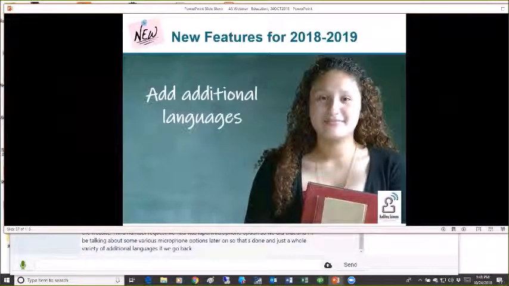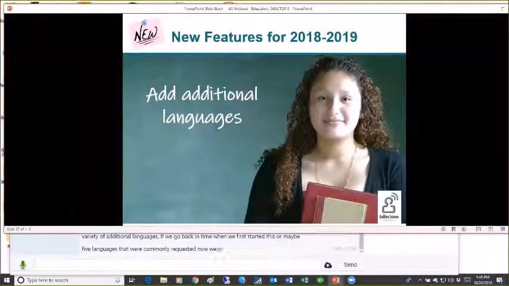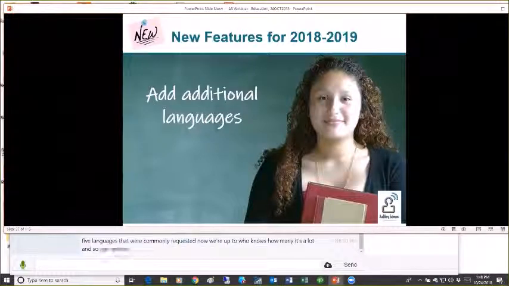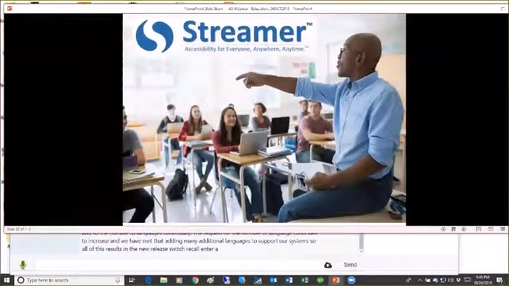If we go back in time when we first started this, there were maybe 4 or 5 languages that were commonly requested. Now we're up to who knows how many. It's a lot. The request for the number of languages continues to increase, and we have met that request, adding many additional languages to support our systems. So all of this results in the new release, which we call InteractStreamer.